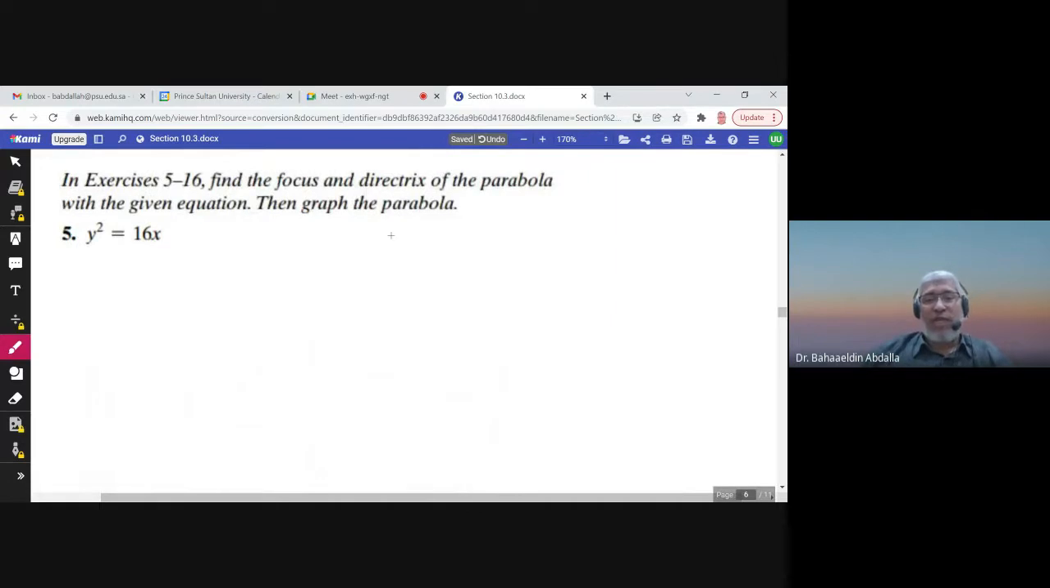Find the focus, the directrix, and sketch the graph of the parabola. Well, y squared equals 16x. The graph will open to the right or to the left. 16 is positive, so the graph opens to the right. The absolute value of 4p is 16, so p is 16 over 4, which is 4. So the absolute value of p is 4. The vertex is 0, 0.